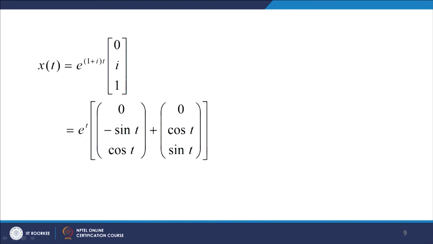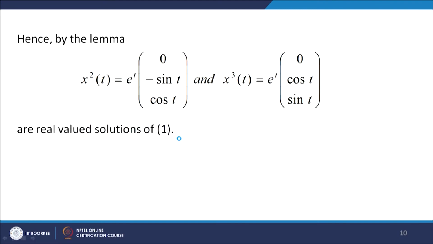So, x(t) can be written as e to the power t times 0 minus sin t cos t plus i times 0 cos t sin t, and we get therefore, by using the lemma, the two real independent solutions as x2(t) equal to e to the power t times 0 minus sin t cos t, x3(t) equal to e to the power t times 0 cos t sin t. So, they are the two real valued solutions of x dot equal to Ax.